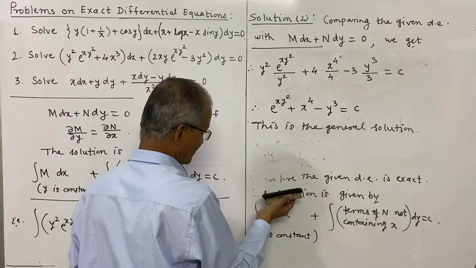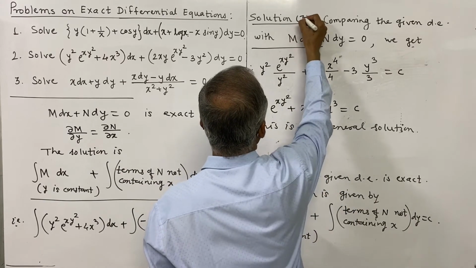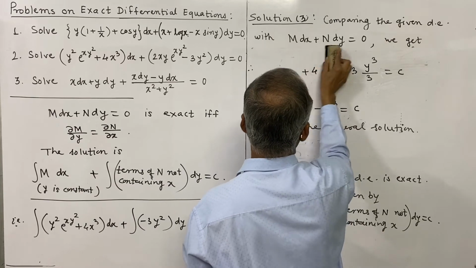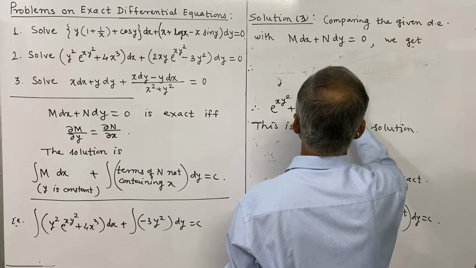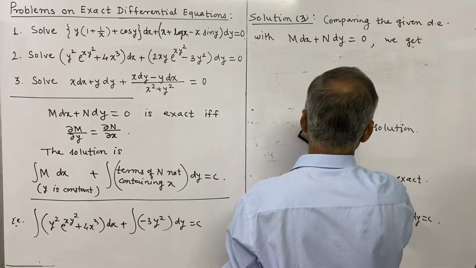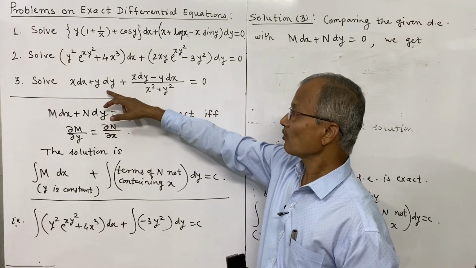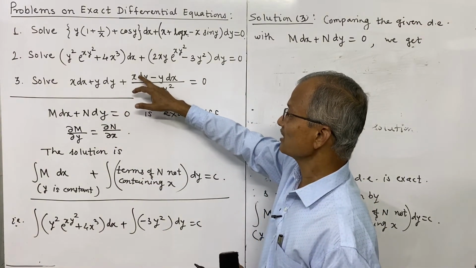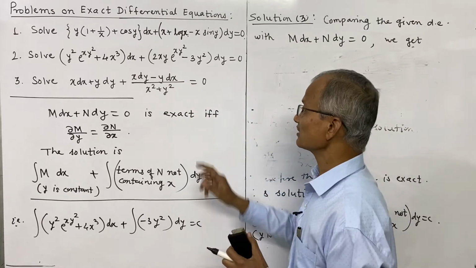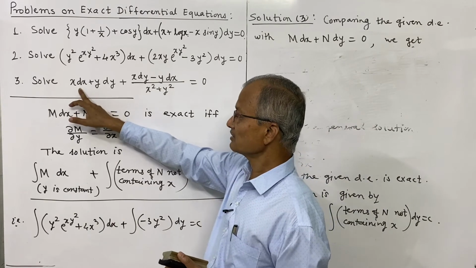Now we shall solve the third problem. Again, comparing the given differential equation with this m dx plus n dy, we see the third problem. Third problem is x into dx plus y into dy plus x dy minus y dx divided by x square plus y square, and that is equal to 0. Here we shall observe that this is exact.